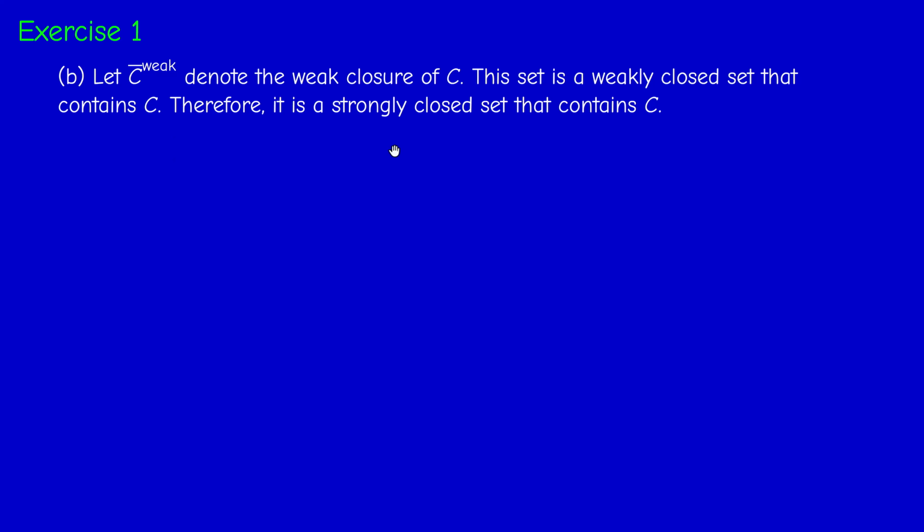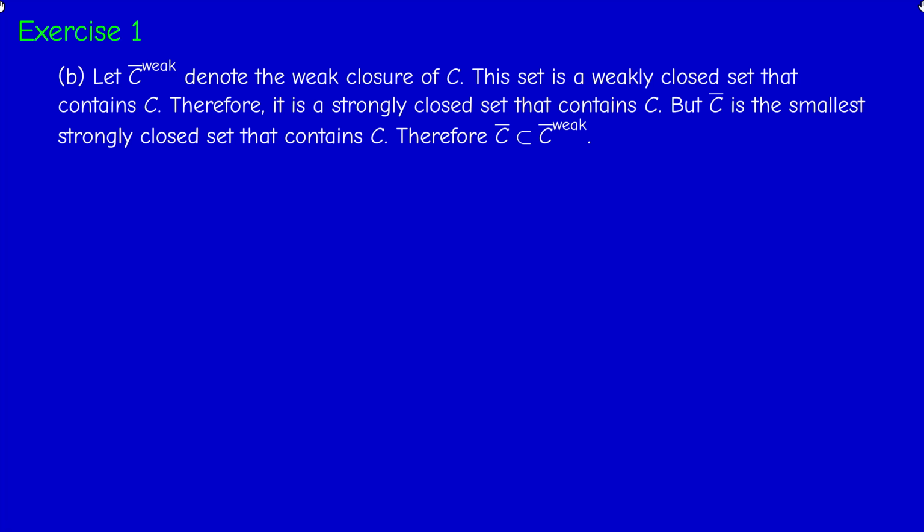But a weakly closed set is a strongly closed set, even if it's not convex. So C bar weak is a strongly closed set that contains C, but C bar is the smallest strongly closed set that contains C, and therefore C bar is contained in C bar weak. Okay, so this inclusion is true even if C is not convex.